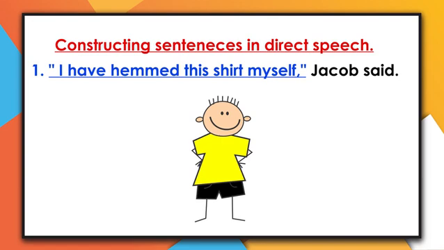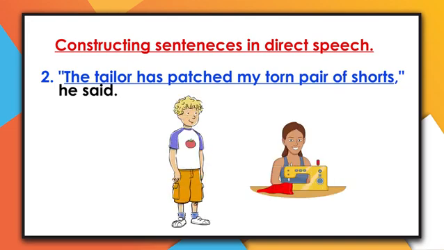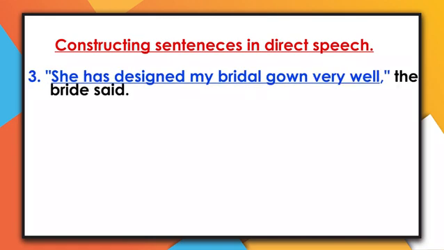Another sentence you have on your screen says, "The tailor has punched my torn pair of shorts." My precious viewer, those are the actual words of the speaker that must be enclosed in the quotation marks, as you can see. And who spoke such? He said. I can repeat my sentence. "The tailor has punched my torn pair of shorts." There is a comma there before I put my cross quotation marks. He said.